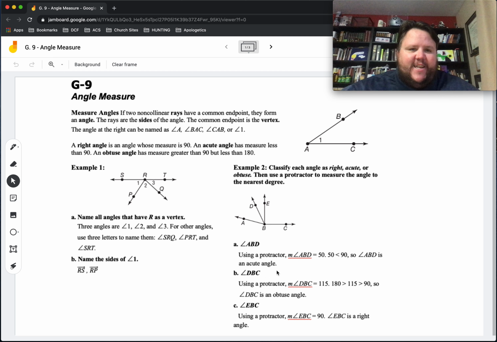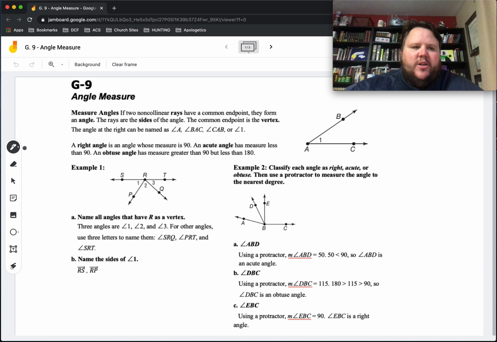Good morning, geometry. Today's assignment is angle measures. We're going to start looking at angle measures, and we're moving away from just lines and into the next phase, which would be angles. So measuring angles, you guys probably remember this. You used to go around with a protractor and you would measure the degrees.